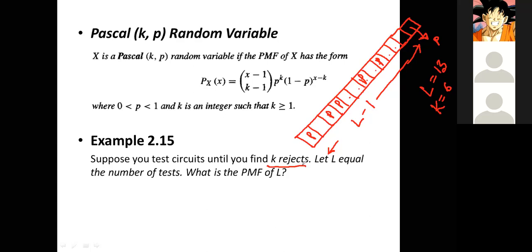Yes, we will. No. K is what? K is the total number of rejects. Suppose you test circuits until you find K rejects. Until you find K rejects means what? The last one is a reject also. So K includes the last one. So if I want to take up to L minus 1, then how many rejects? K minus 1 rejects, isn't it? Okay. Yes, sir.